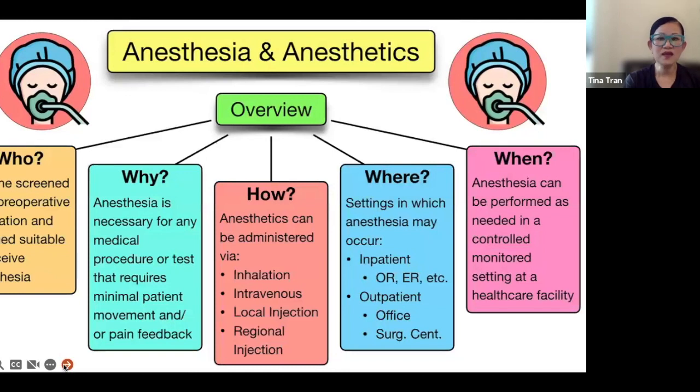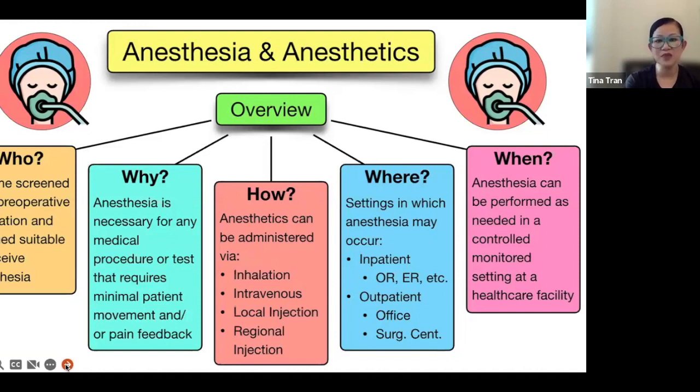So why are we giving anesthesia and anesthetics? It's for anyone who's screened by some kind of preoperative evaluation, deemed suitable to receive anesthesia, and will go forward with their anesthesia for their surgery. It's necessary when you require the patient to be comfortable, be safe, sometimes be completely still for some surgeries and procedures. Anesthesia is administered in several different ways: inhalational, IV, local injection and numbing, or regional injections, such as with spinals and epidurals.